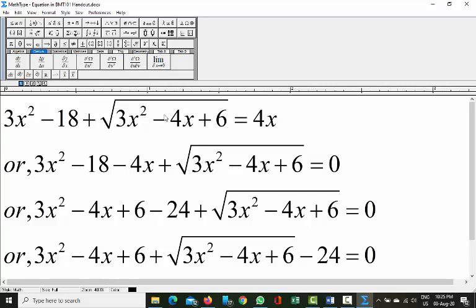So this is the equation we have. We need to solve this one. First of all, we will bring this 4x to the left hand side. If you bring this 4x to the left hand side, it will become minus 4x.